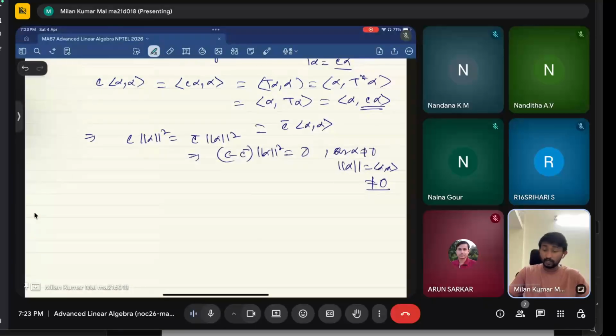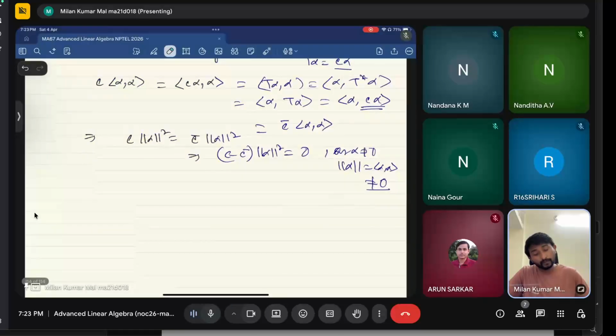Even if you ask me, I'll try to explain. I'll try to let you know the properties: first, linearity in the first variable, conjugate linearity in the second variable. Another property is that the inner product of alpha with alpha is not less than 0. Another property is that the inner product of alpha with alpha is greater than 0 whenever alpha is not equal to 0. This is the property I'm using here, and this is all.